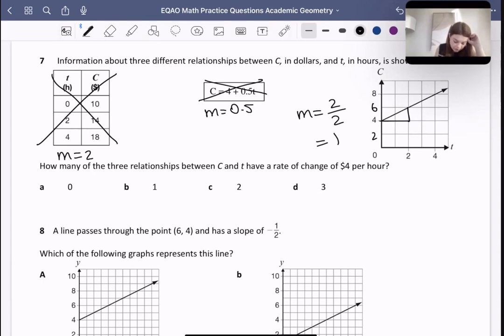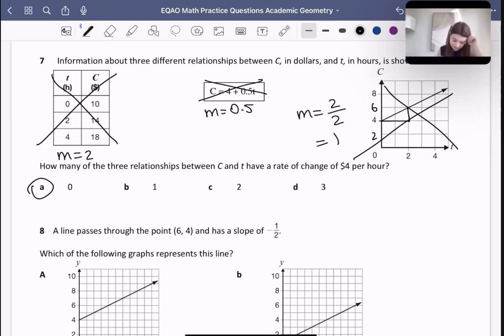So therefore, when it asks us how many of the 3 relationships between C and T have a rate of change of $4 per hour, the answer is actually 0. None of them do. They all have different rates of change, different m values, but none of them have a rate of change of $4 per hour. And honestly, maybe that's clever of them, because I feel like someone guessing probably wouldn't choose that one. They would probably assume that at least one of the relationships did. But after some forethought and looking at all of these individually and realizing what the slopes actually are, we can recognize that the answer is indeed 0.